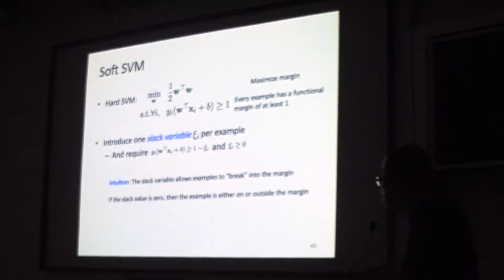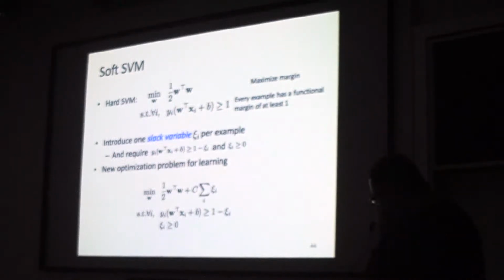Well, in the ideal case, we would like all ξi to be simply 0. And now the constraints will be exactly the same as the constraints for the hard SVM. So all the examples must be well separated by the linear classifier and stay outside the margin. Does it make sense? Okay.